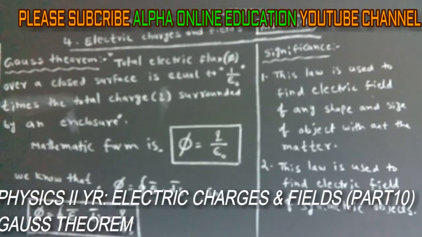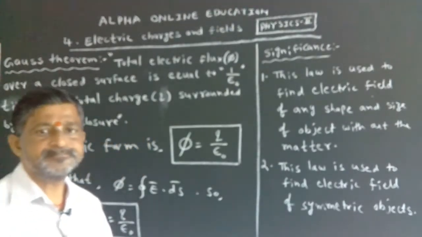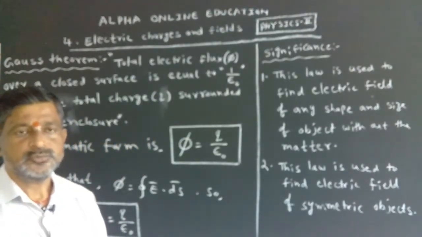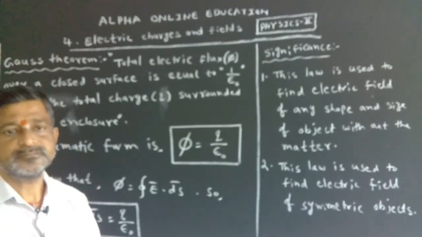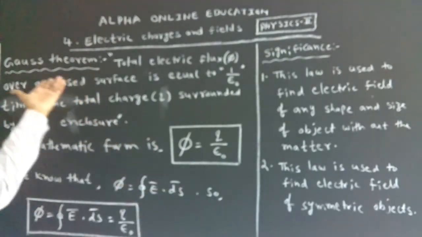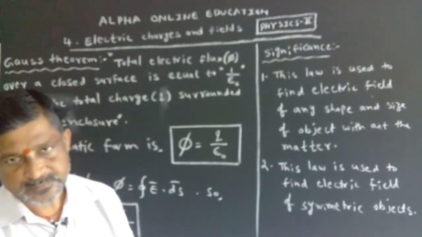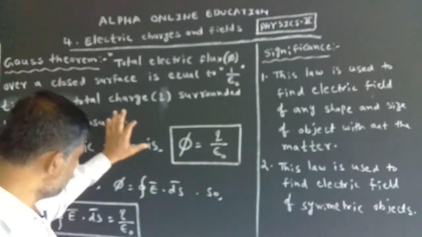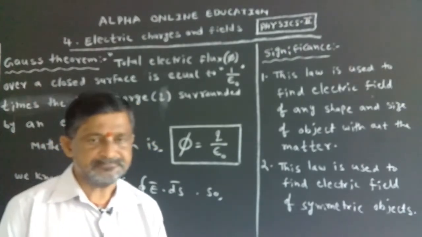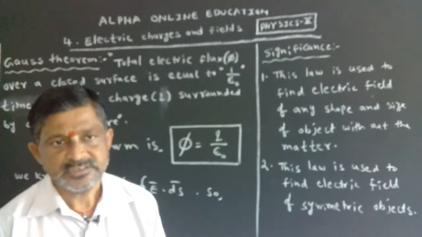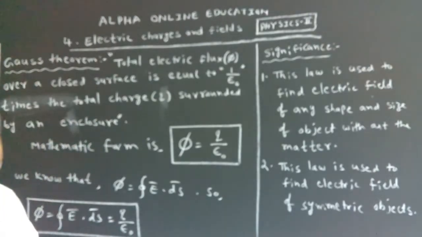Gauss theorem. This is a very important theorem to solve the problems. This theorem was explained by the scientist Gauss. He explained two theorems. One theorem is in electrostatics, this chapter, and he explained another theorem in magnetostatics, that is the 8th chapter in our syllabus. Now, Gauss theorem.